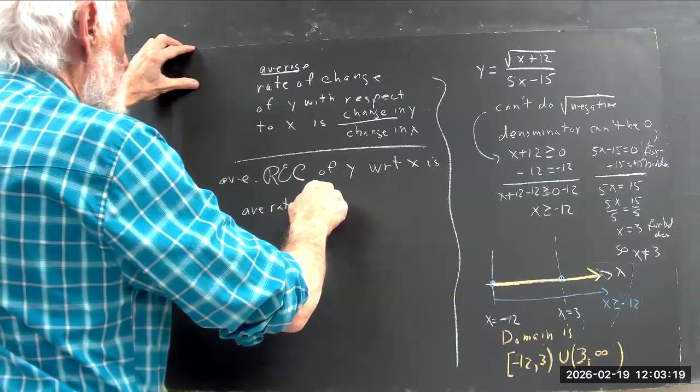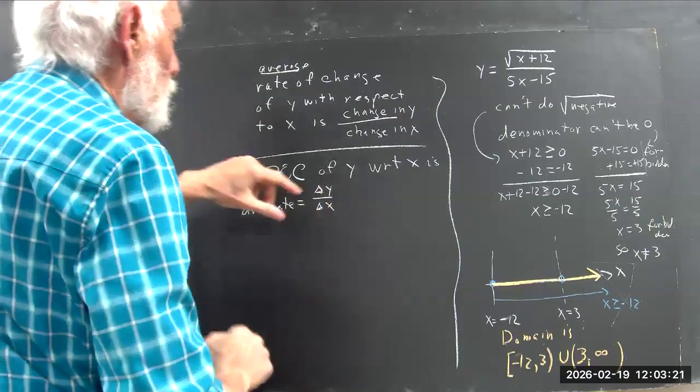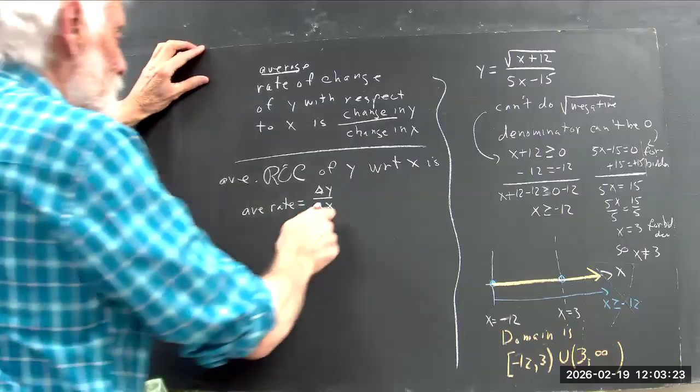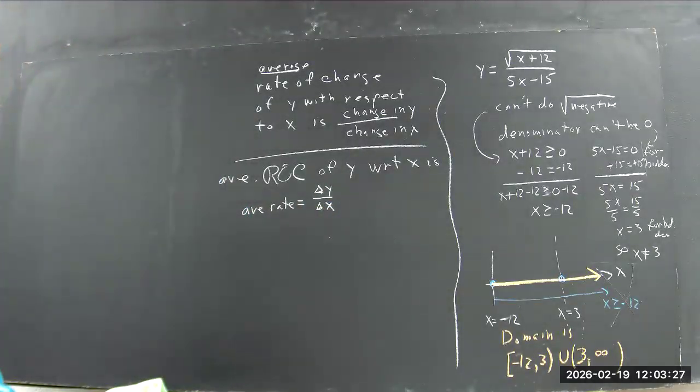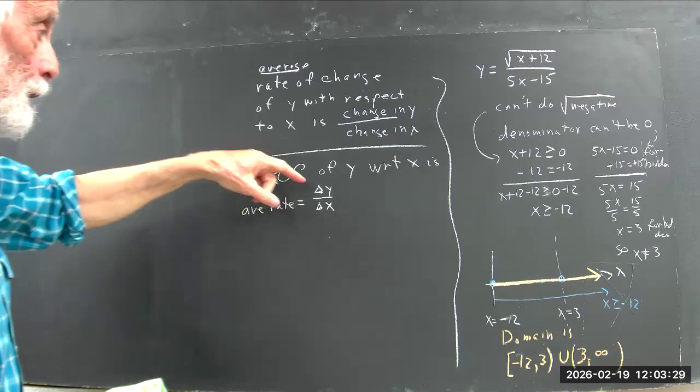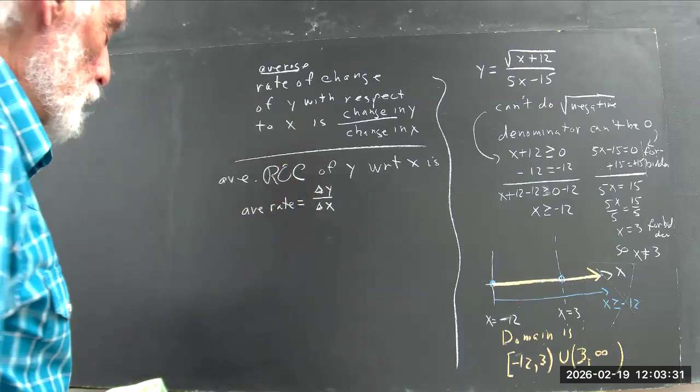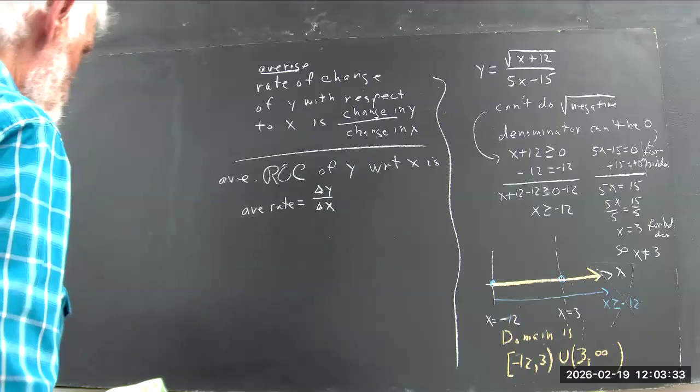This little triangle thing is called a delta. It is the Greek letter capital delta. Okay? And this reads delta y over delta x, the change in y divided by the change in x.